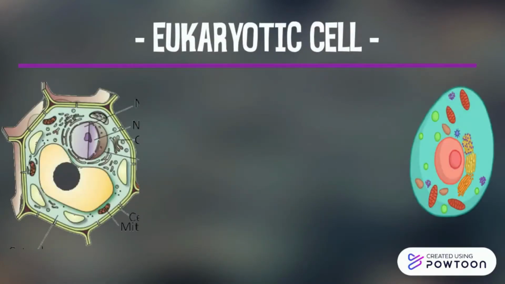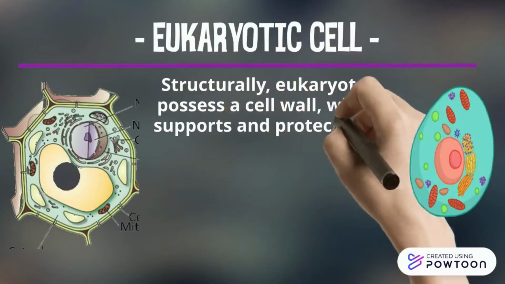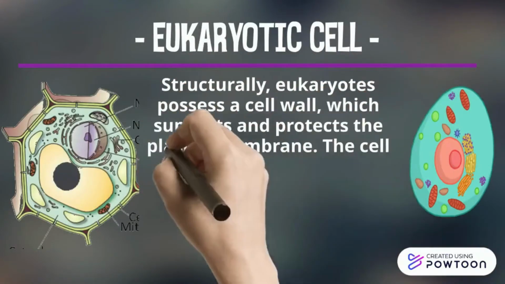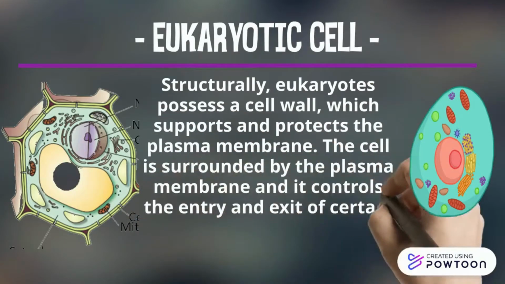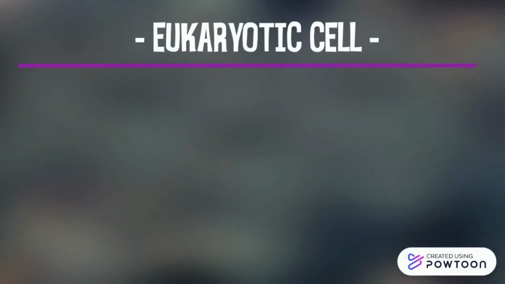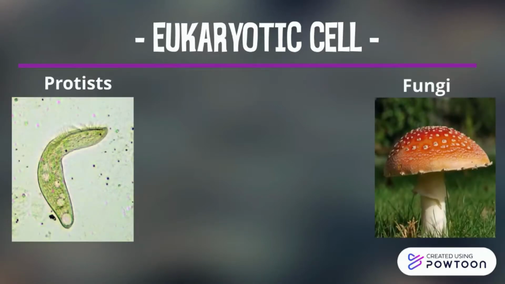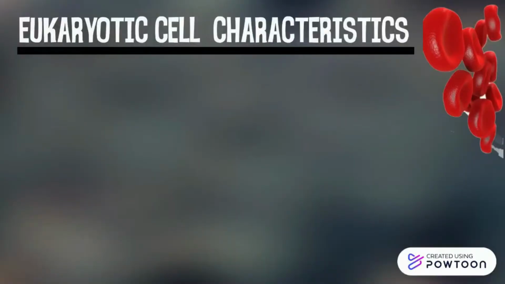Structurally, eukaryotes possess a cell wall, which supports and protects the plasma membrane. The cell is surrounded by the plasma membrane, which controls the entry and exit of certain substances. Examples of eukaryotic cells are protists, fungi, plants, and animals. The features of eukaryotic cells are as follows.